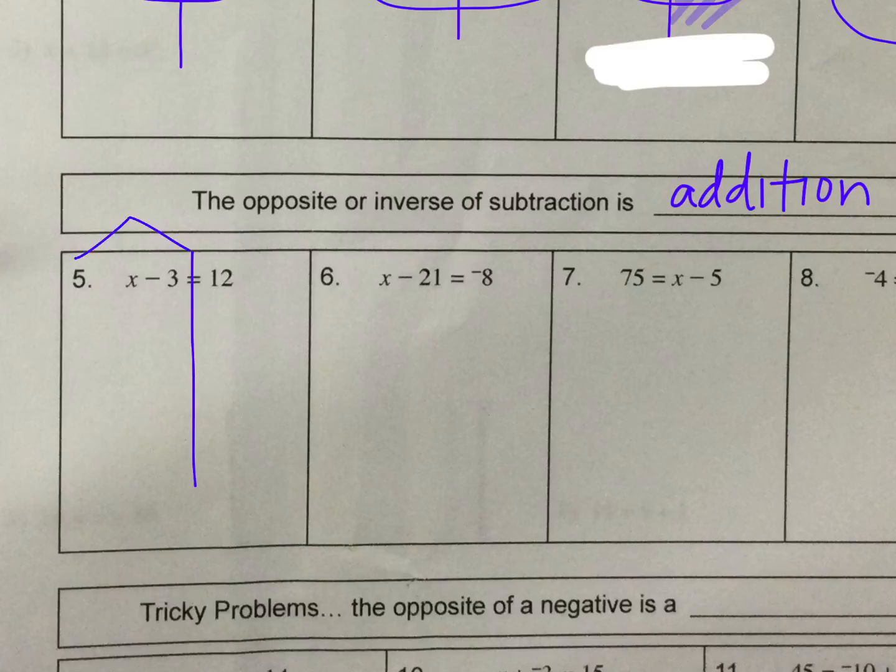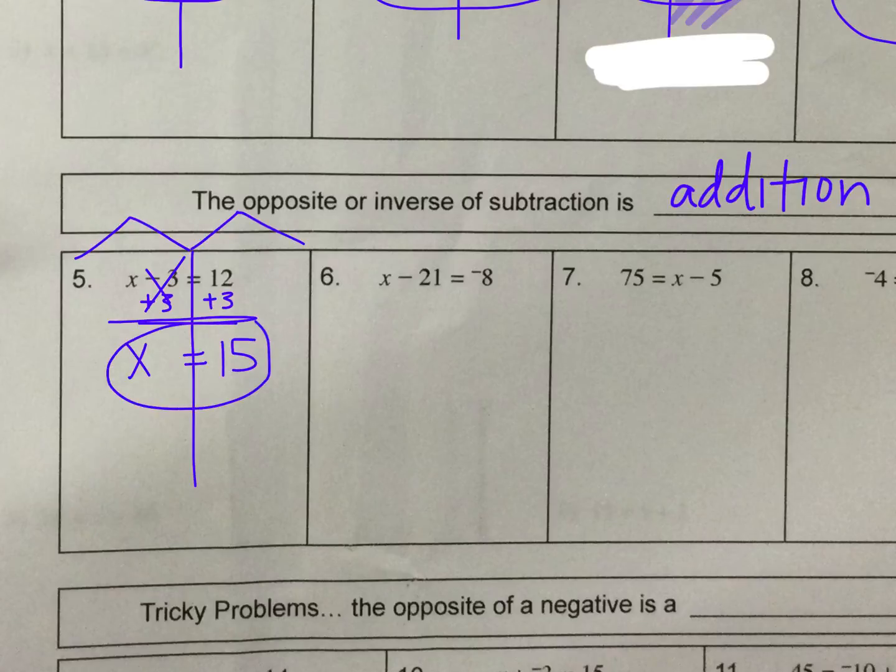All right. The x has this 3 in the house with him. He wants the 3 to go away. To move a minus 3, the opposite is plus 3. So I add 3. Negative 3 plus 3 is 0. That cancels out. I'm left with an x on the left side. 12 plus 3 is 15. All done.